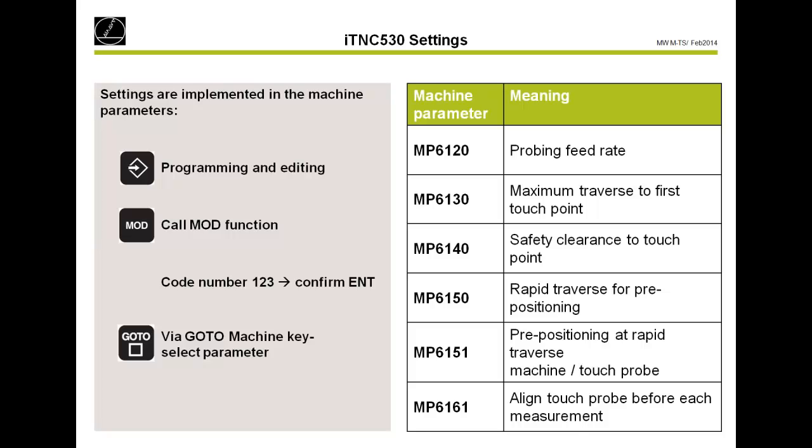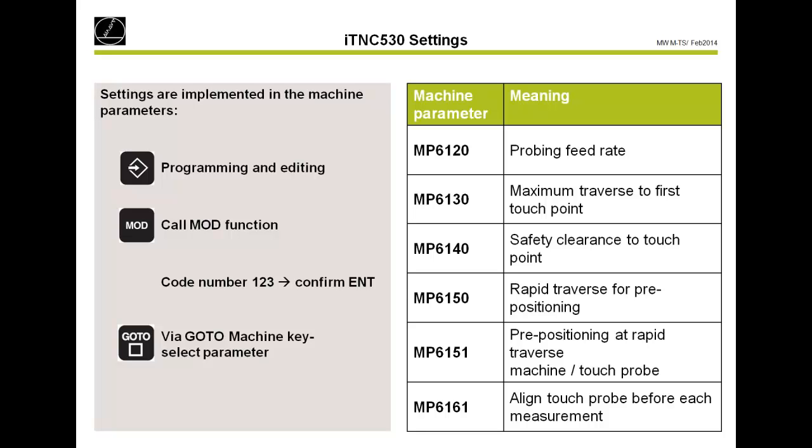Then you can navigate with the GOTO key to the different machine parameters. I just show you the most important machine parameters for the probing system. The first one is 6120. This is the probing feed rate. Here you define the feed rate for probing.